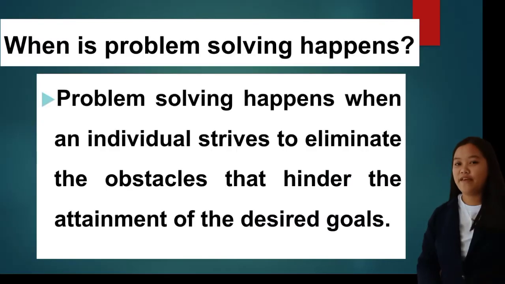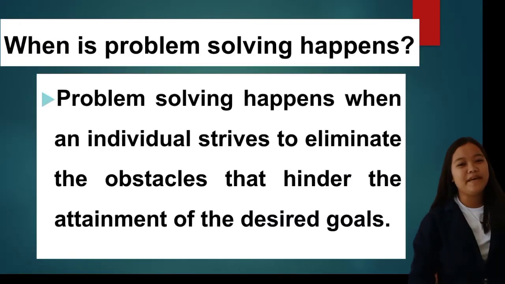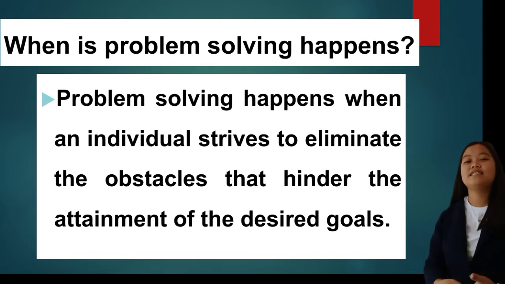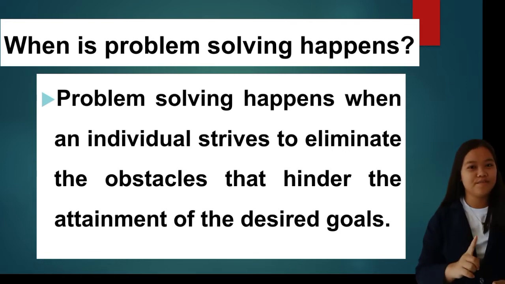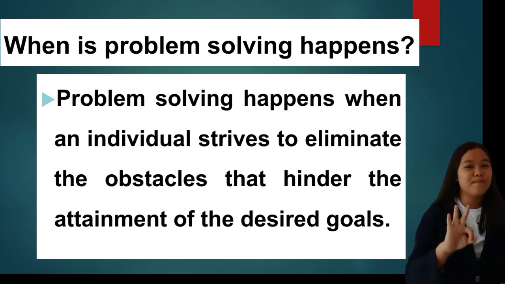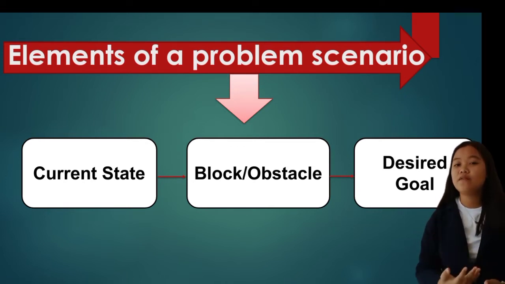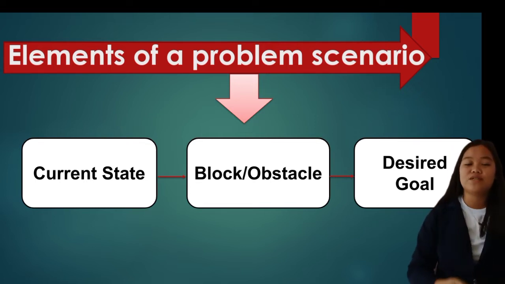When does problem solving happen? Problem solving happens when an individual strives to eliminate the obstacles that hinder the attainment of the desired goals. A problem occurs when a problem solver has a goal but initially does not know how to achieve that goal. This definition has three parts: the current state, which is that the problem begins in a given state; then the obstacles, which is that the problem solver does not know the correct solution and an effective solution method is not obvious to the problem solver; and next is the goal state.